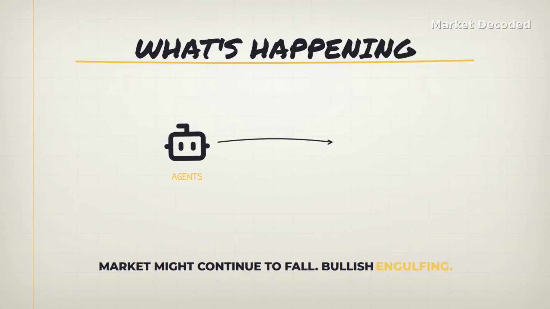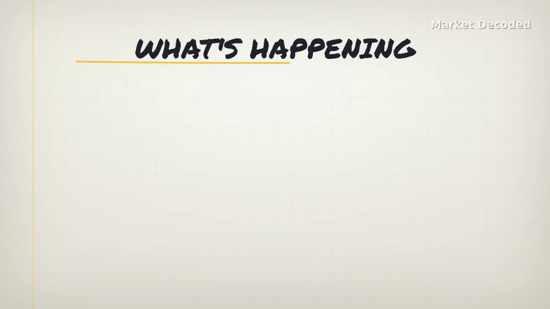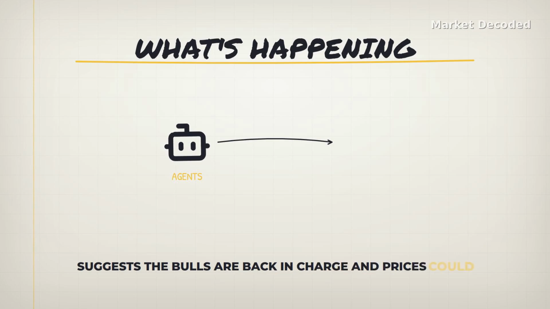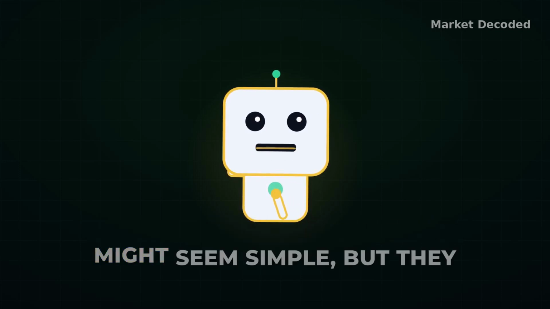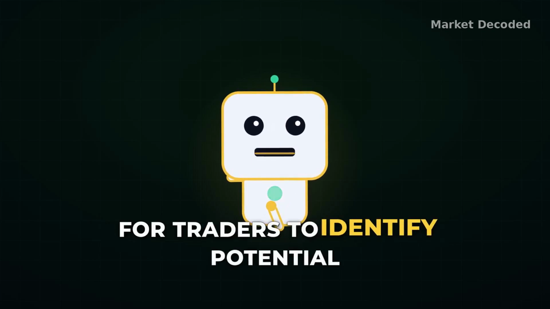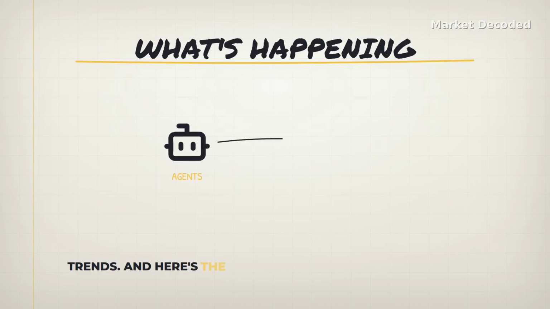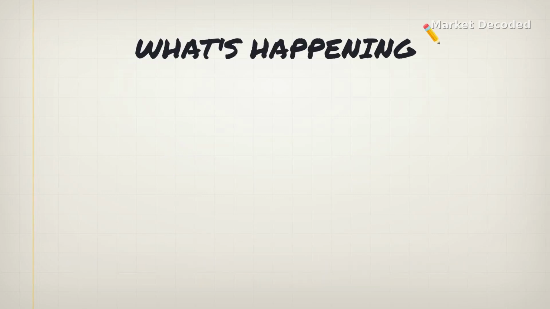Bullish engulfing, conversely, when a small bullish candle, green, is completely engulfed by a larger bullish candle that follows. It suggests the bulls are back in charge and prices could start rising again. It's like seeing a group of defenders holding off an attack, indicating strength from buyers. These patterns might seem simple, but they can be incredibly powerful tools for traders to identify potential reversals or continuations in market trends. And here's the surprising part. Their effectiveness isn't just limited to candlestick charts. These same patterns show up in other technical analyses and even in everyday life.